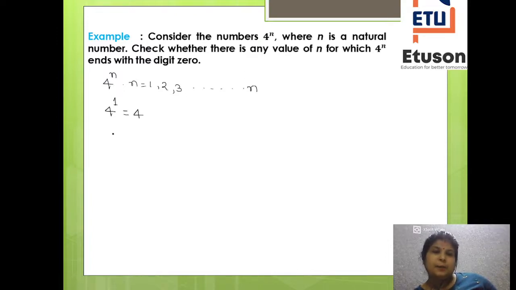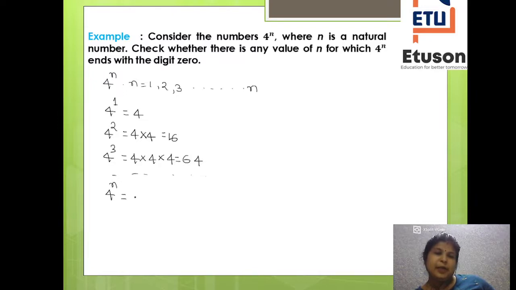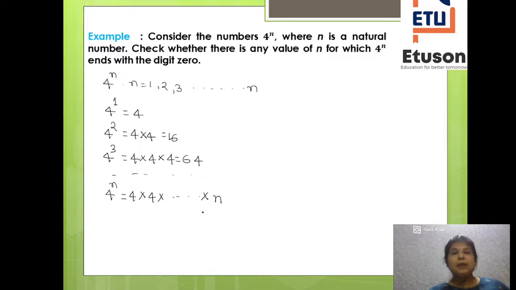Correct? So if n is equal to 1, how much will 4 to the power 1 be? That is equal to 4. If n is 2, 4 squared, 4 into 4, the value is 16. If n is equal to 3, 4 to the power 3, so 4 into 4 into 4, that is equal to 64. So likewise, the value of n will keep on increasing, and at a certain point of time you are going to multiply n times. Okay, now in any of these numbers, anywhere are you finding that the last digit of the product is 0? No.